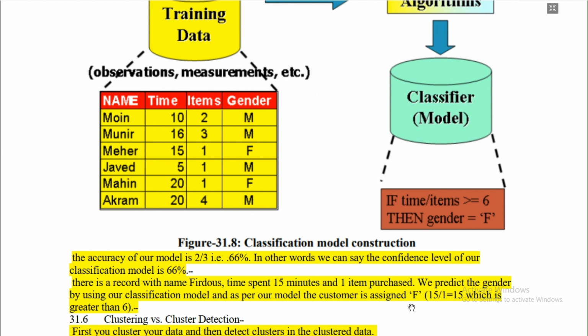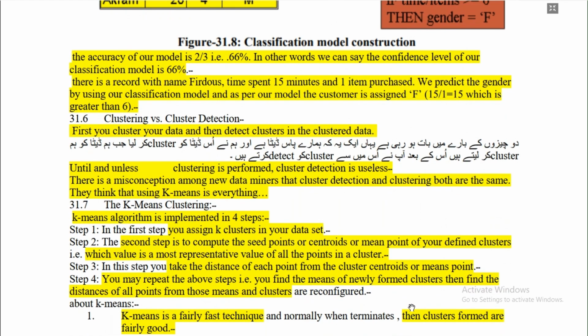There is a record with name Fedus, time spent 15 minutes and one item purchased. We predict the gender by using a classification model, and as per the model the customer is assigned F: 15/1 = 15, which is greater than 6.